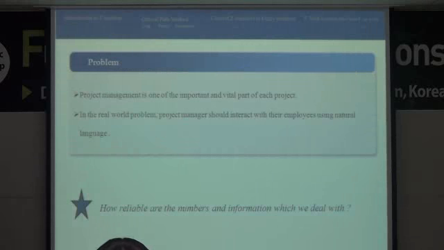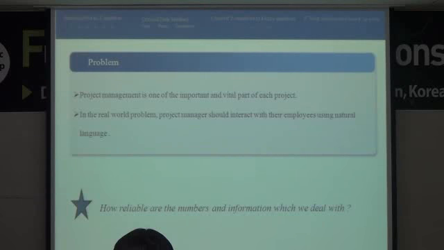Definition of project management is planning, directing, and controlling resources to meet technical and cost and time constraints of the project in a certain time. And who is responsible for this purpose? Is project manager, and he or she should be able to contact with his or her team, and he actually deals with a lot of information and a lot of people.